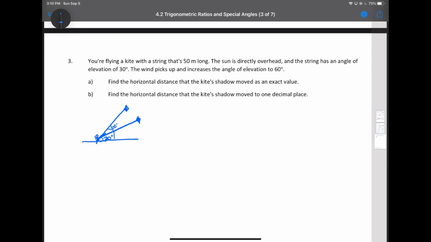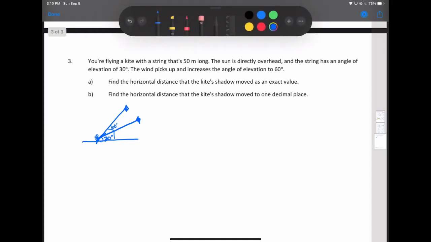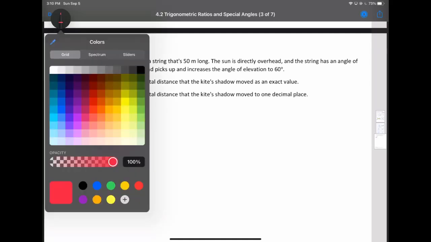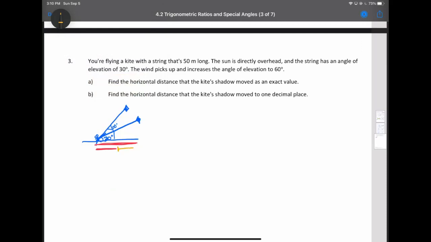Okay, and we have a shadow on the ground, which, for reasons I can't explain, is going to be red. The shadow on the ground was this long at first, but now it's only this long. So what we want is actually the difference between them, which is this. And we want to know the horizontal distance that the kite's shadow moved as an exact value. So that's what we want. Whew, that seems like a lot. But we can use our excellent skills from today to figure this out.